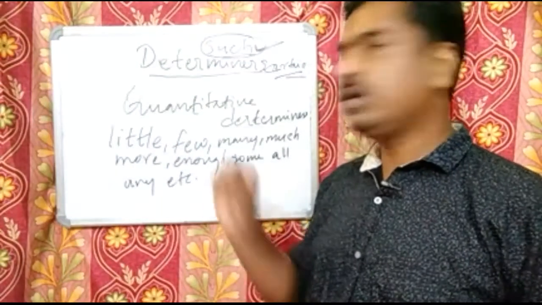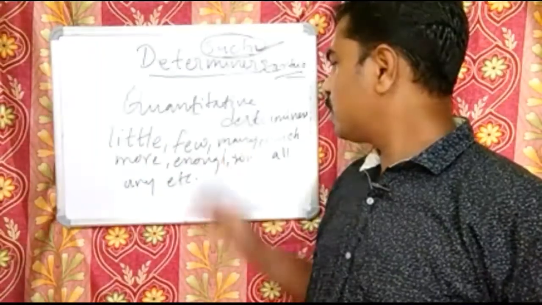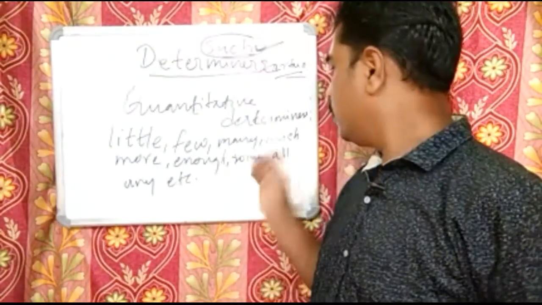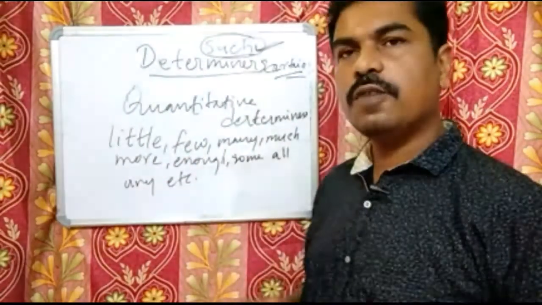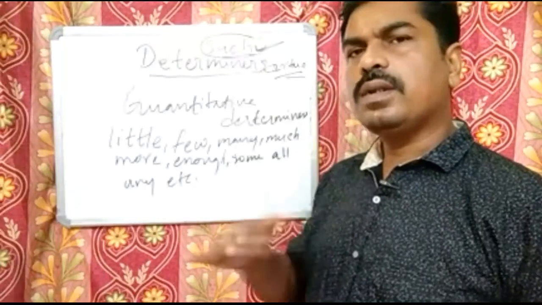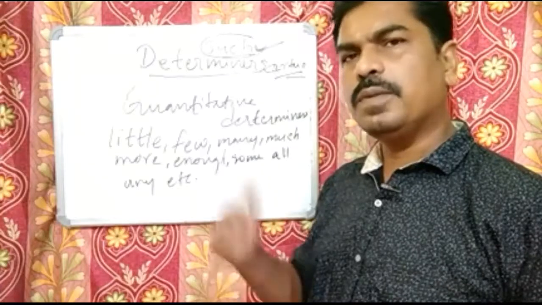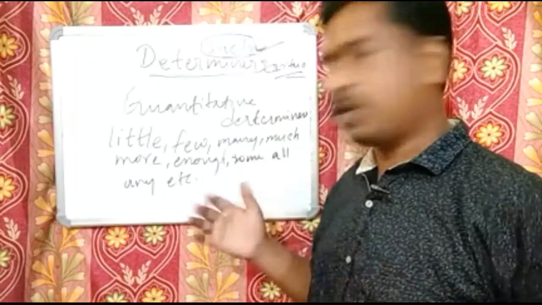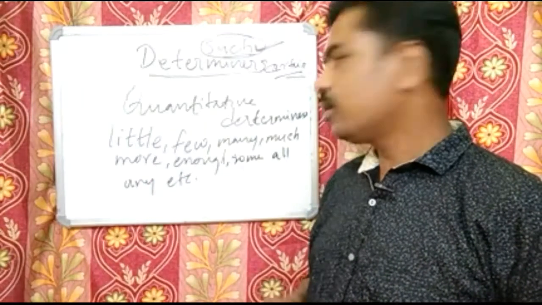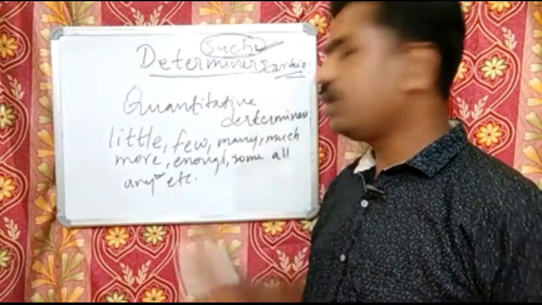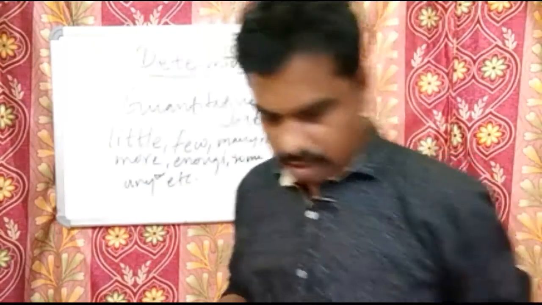So I'm going to discuss these quantitative determiners here. Little, quantity is very less. Few, same thing, very less. Many, large. Much, it is also large. More, you can understand. Enough means the amount that is required. Some, it is plural, maybe 1, 2, 3, whatever, but not so much. All, whatever is there. Any is usually used with negative sentences. We use any with negative sentences.